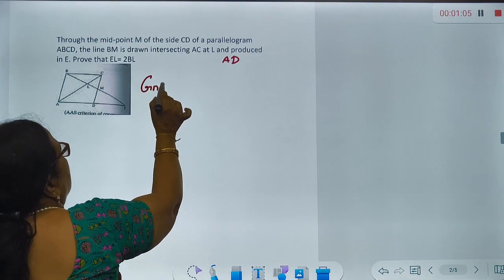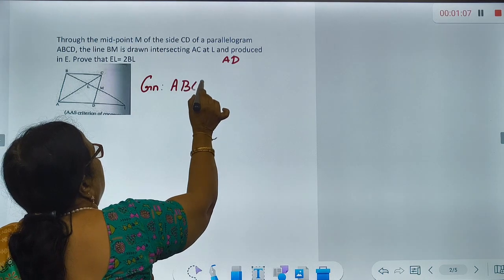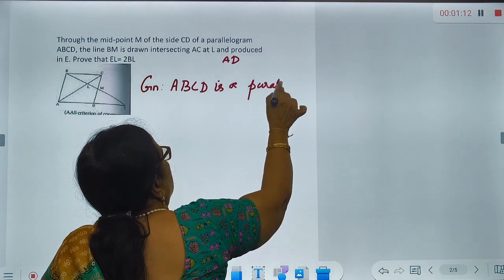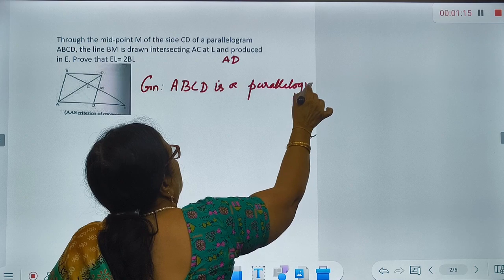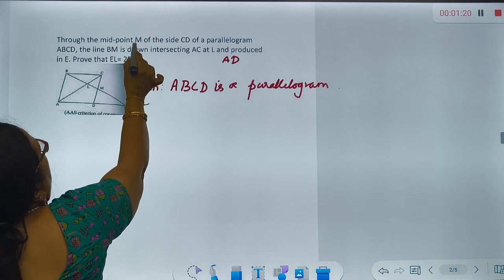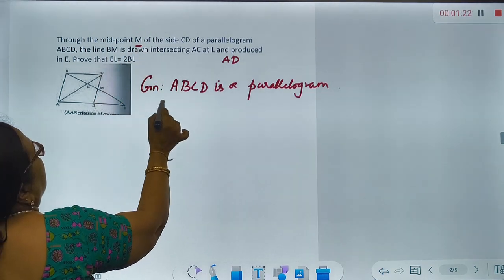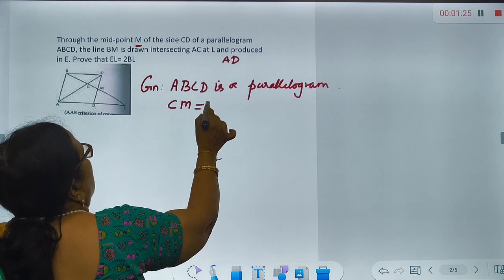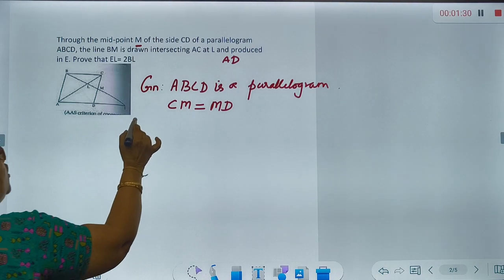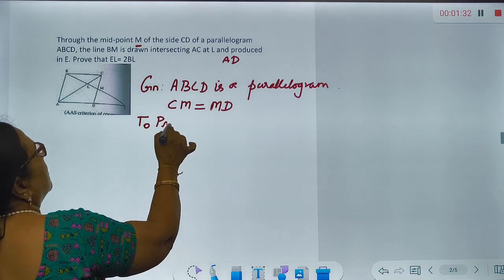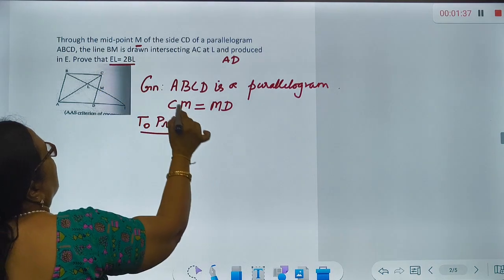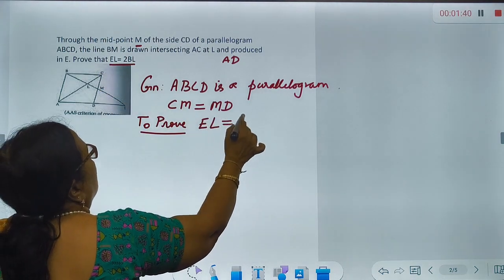So what is given? ABCD is a parallelogram. And then what else is given? M is a midpoint of side CD. So CM is equal to MD. What is it that you need to prove? You have to prove this one: EL equal to twice BL.